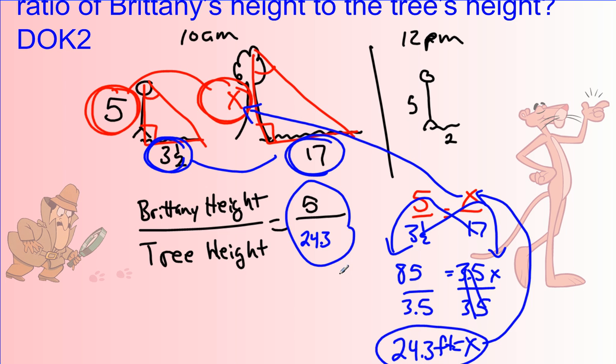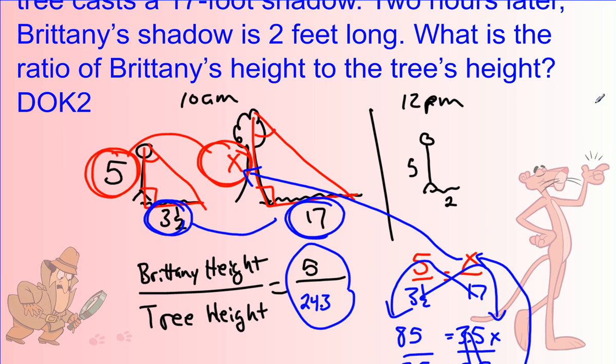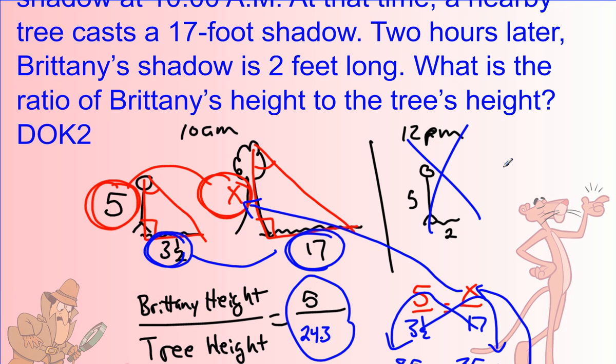That's my ratio. This other extra information, that 2 hours later her shadow is only 2 feet long, is just extra information, just trying to throw you off the trail a little bit. It wasn't needed. It wasn't essential to solving the problem.